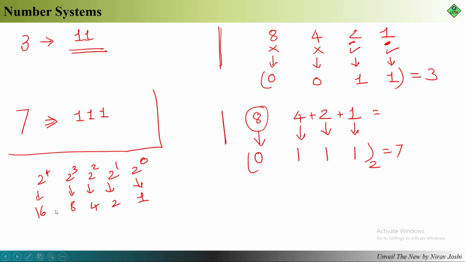Students, please remember that this is the shortcut trick of representing decimal into binary. But whenever you have a very large number, let's say 10,000 in decimal, and you need the binary of 10,000, then you need to follow the method. That method we are going to cover in the next video. What I am teaching you right now is the shortcut trick to remember the binary of 0 to 15.